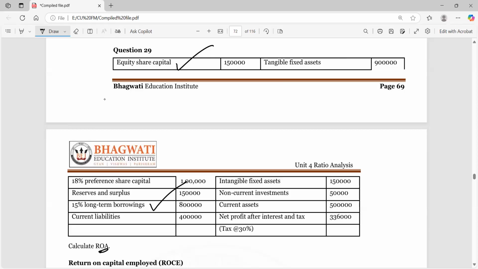What is the answer? Return on asset? 37.5 pre-tax, 26.25 post-tax. Did everyone get it? Okay, you are using the other method of PAT plus interest. Then 28.5 is correct. Even if you are getting 28.5, that is also correct. PAT plus interest by total asset. Did everyone understand? Did everyone get the answers?